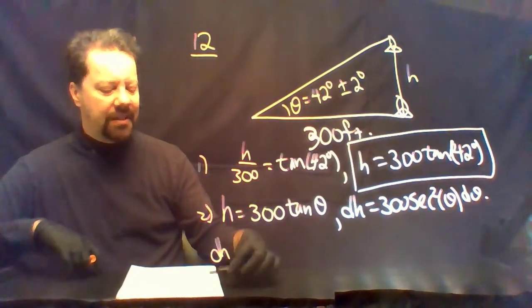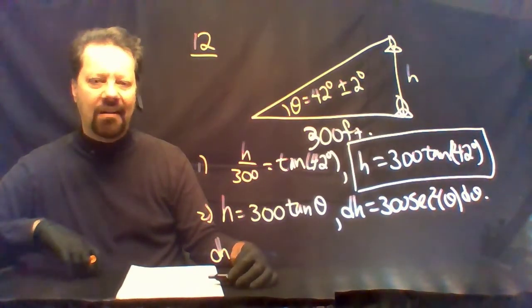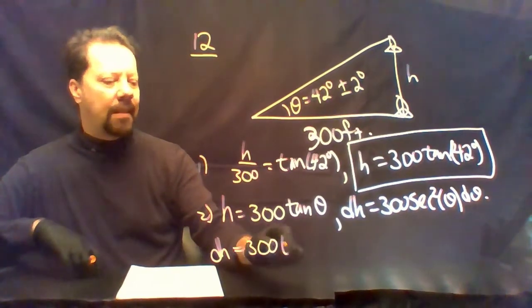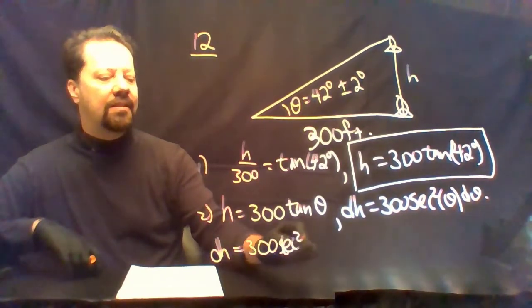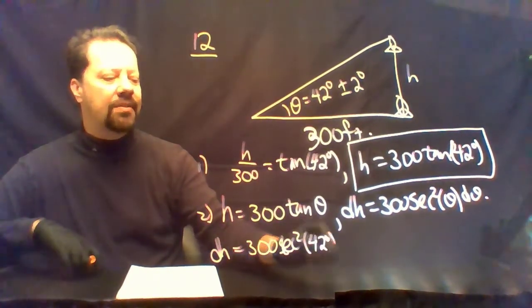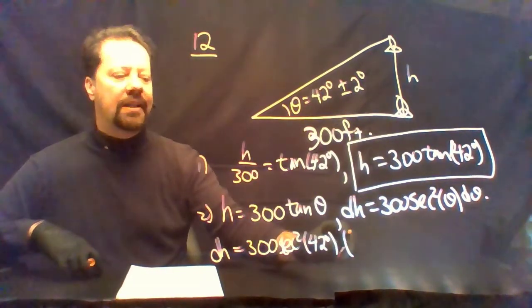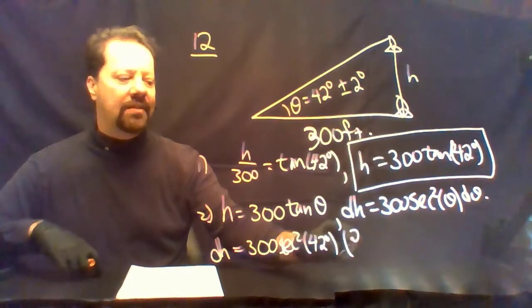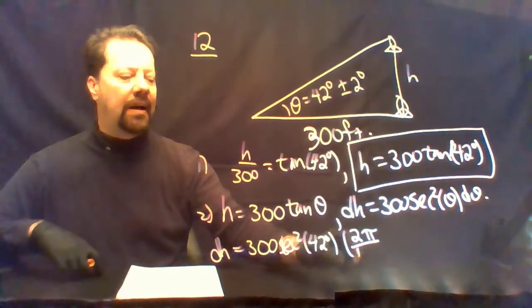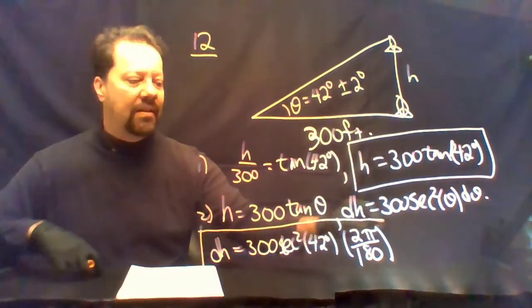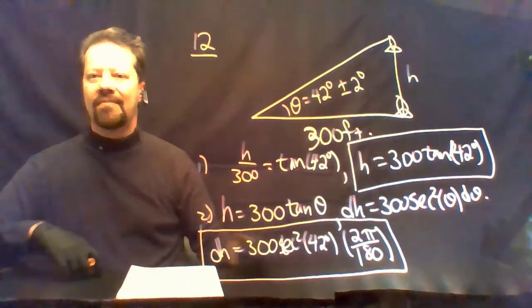On this particular problem, I'm asking you to find the error. So dh is going to be 300 times the secant squared of 42 degrees times the error in theta, which is 2 degrees, and that must be converted to radians. So you'll write 2 pi over 180, and this will be your answer. You'll be happy to know that we are now on the last page of the practice exam.